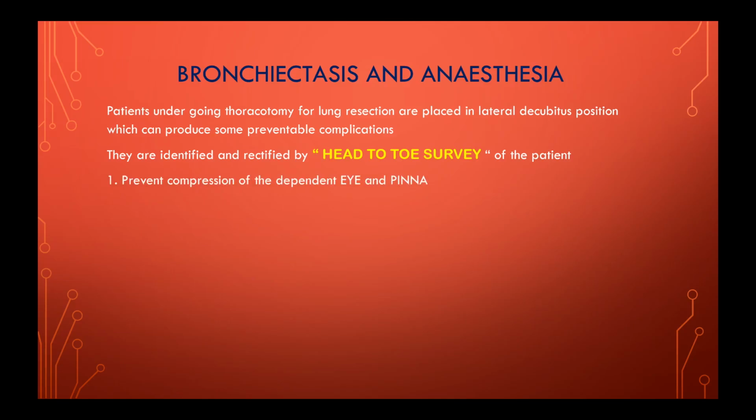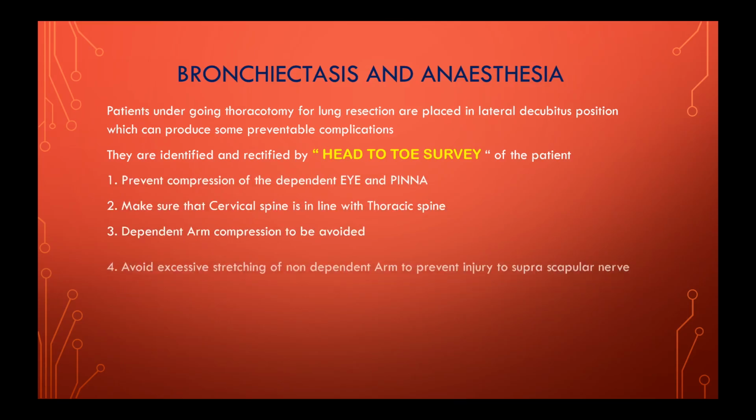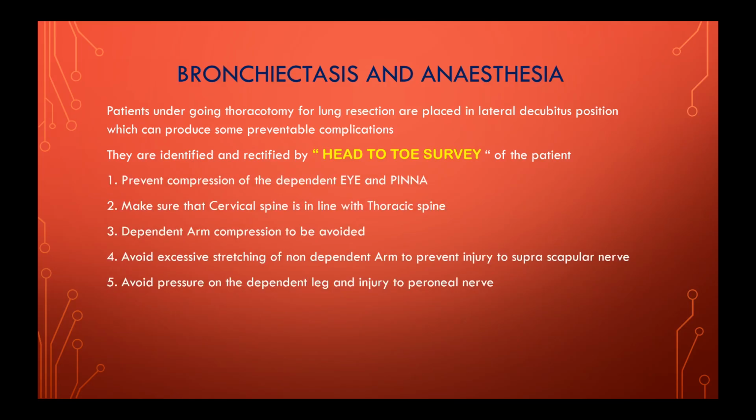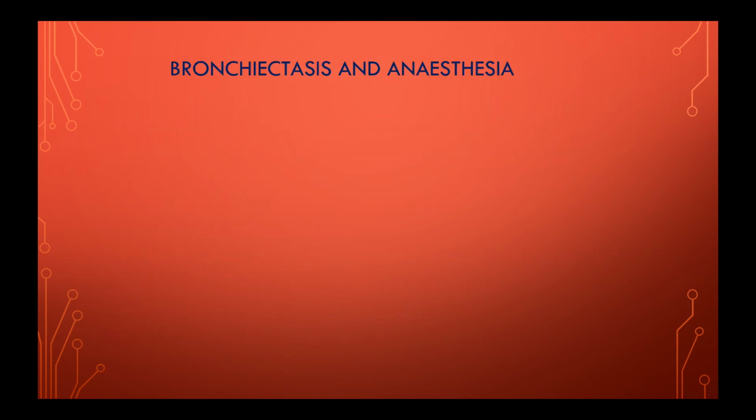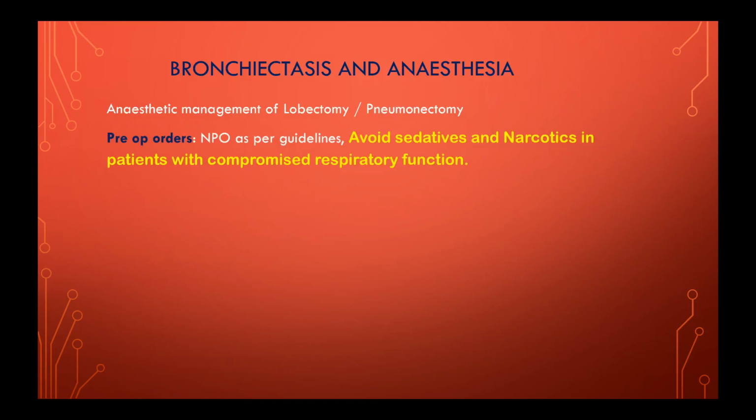So for the head, you have to take care of the eye and make sure the cervical spine is in line with the thoracic spine. For the dependent arm, any compression or overstretching should be avoided, and avoid pressure on the dependent leg and injury to the peroneal nerve. Don't flex the non-dependent leg too much to avoid sciatic nerve injury. Adequate padding to all bony parts. And anesthesia management for lobectomy is slightly different.